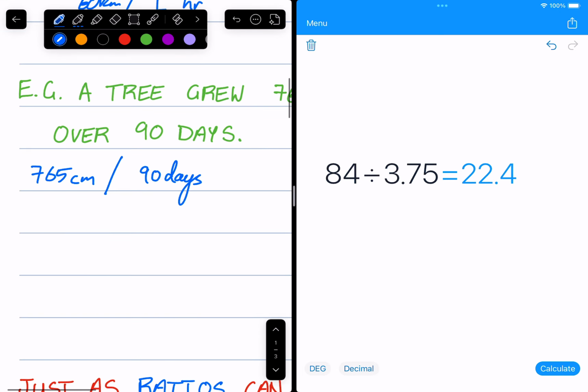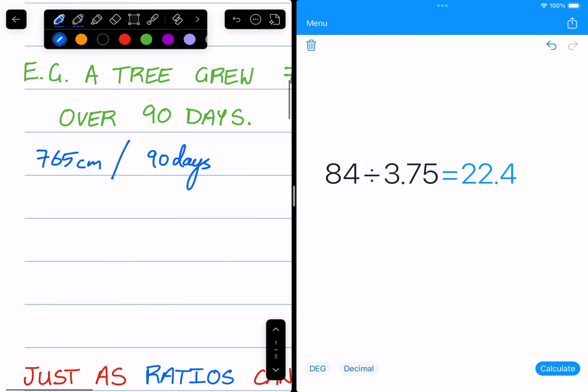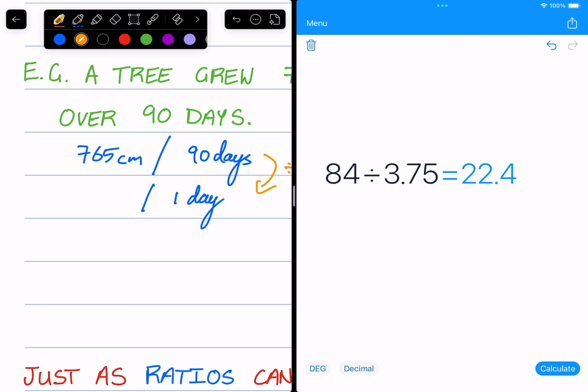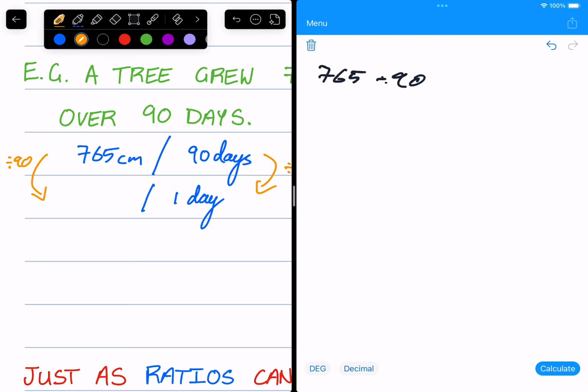Okay, so here we go. Let's do the next. From here, we want to bring this down to 1 day. And for this, we are dividing by 90. So we do the same on the other side of this rate. 765 divided by 90. There we go. We get 8.5 centimeters per day.